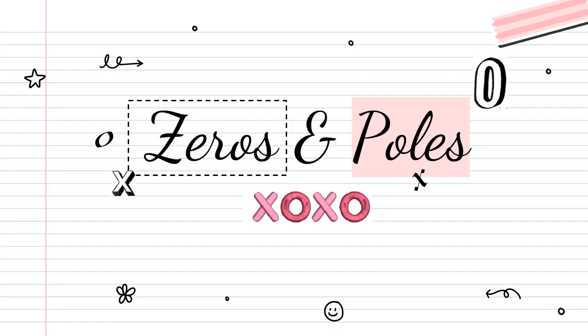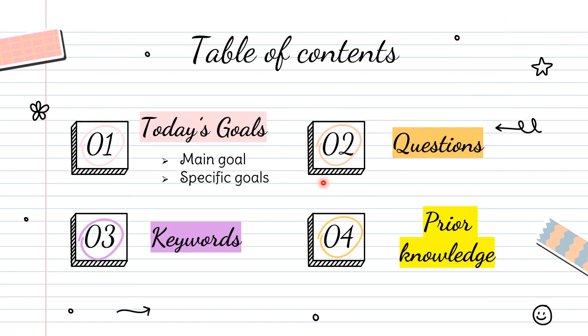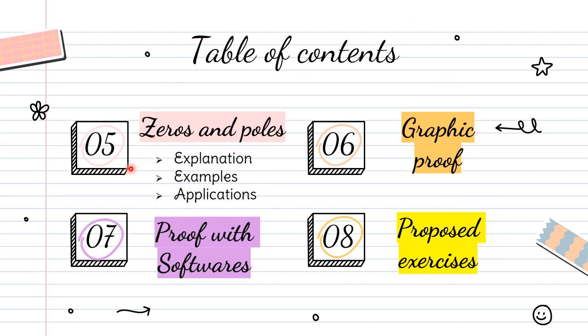Zeros and poles. Here we have our table of contents. In here we have today's goals, our main goal and specific goals, the main questions that we're going to answer in this video, keywords, prior knowledge. We also have our main topic, zeros and poles. We'll see an explanation of it, a few examples, and some of the applications of zeros and poles.